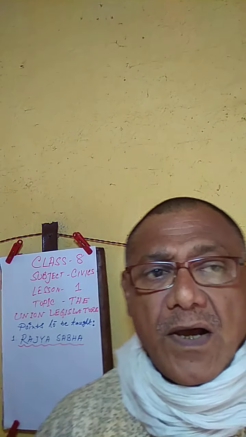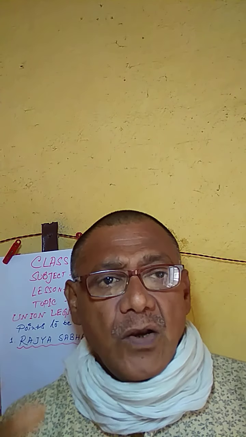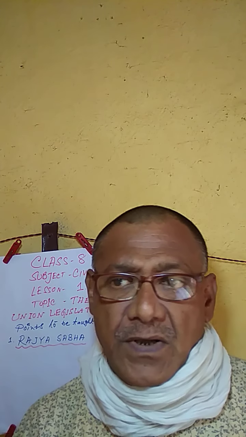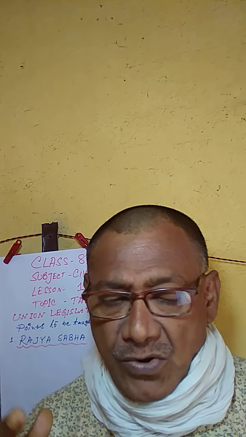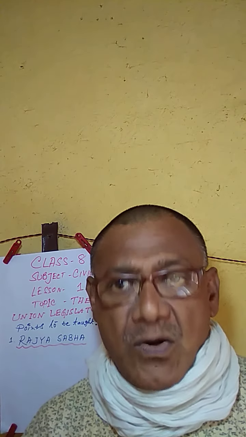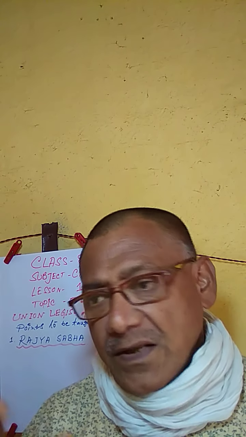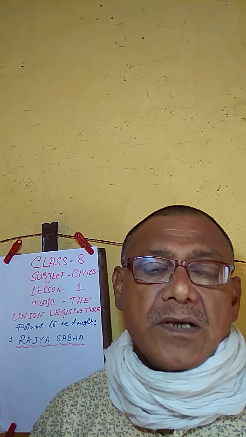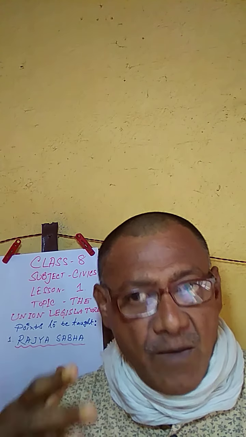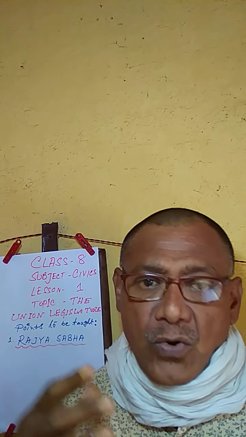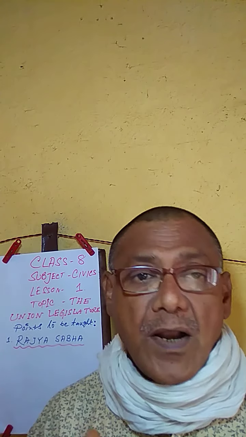What is Rajya Sabha? Rajya Sabha is the upper house of the parliament. You know, in parliament there are two houses, the Lok Sabha and the Rajya Sabha. The Rajya Sabha is known as upper house and the Lok Sabha is known as lower house.